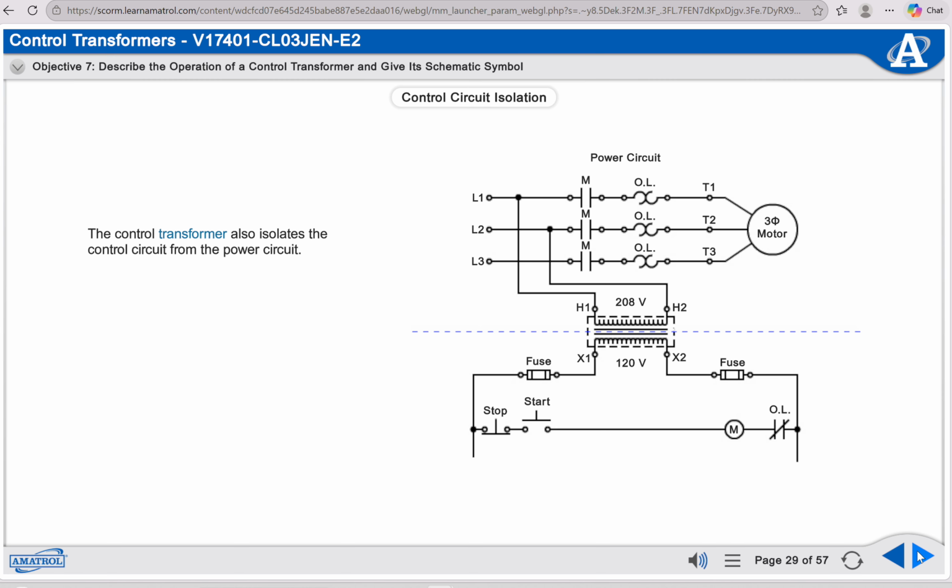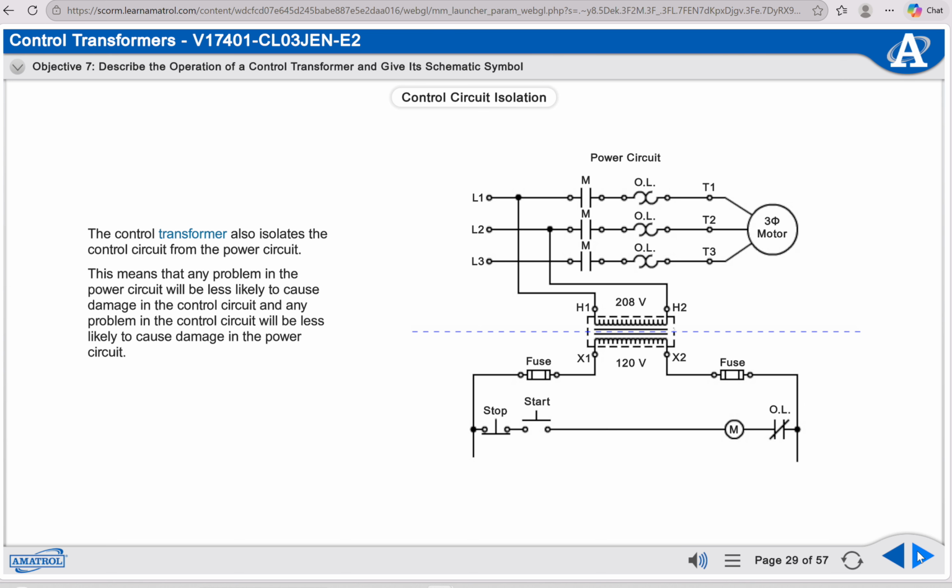The control transformer also isolates the control circuit from the power circuit. This means that any problem in the power circuit will be less likely to cause damage in the control circuit, and any problem in the control circuit will be less likely to cause damage in the power circuit.